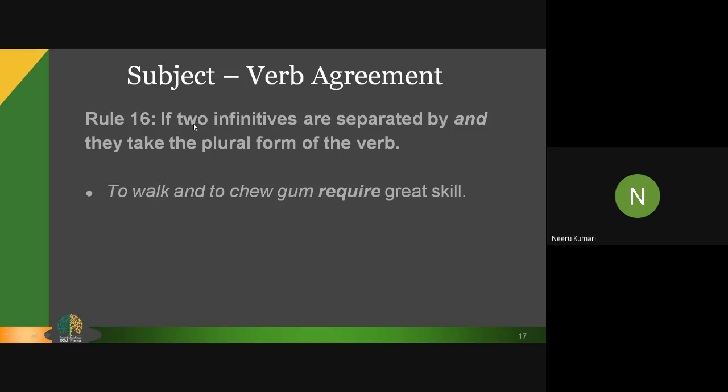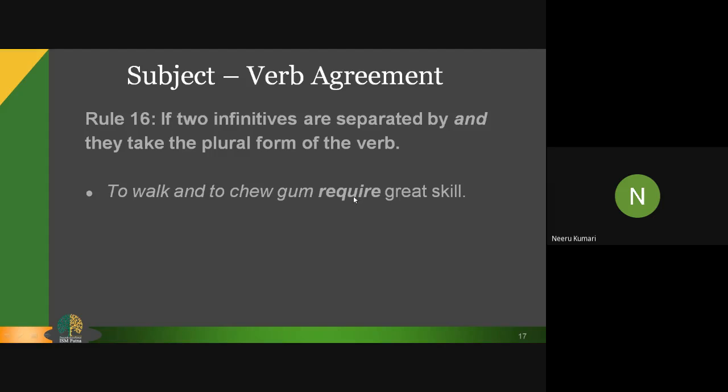Whenever we are talking about infinitives, and if these two infinitives are separated by and, they will always accept the verb form which is plural. For example, to walk and to chew gum require. Generally, the mistake people make is that they ignore this. They just think of to walk and to chew gum, and their focus is on gum. So what is the mistake? Instead of require, they tend to write requires, which is again wrong.